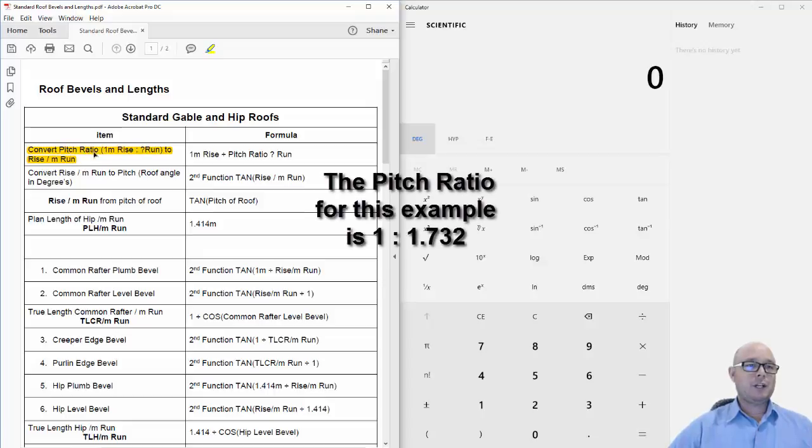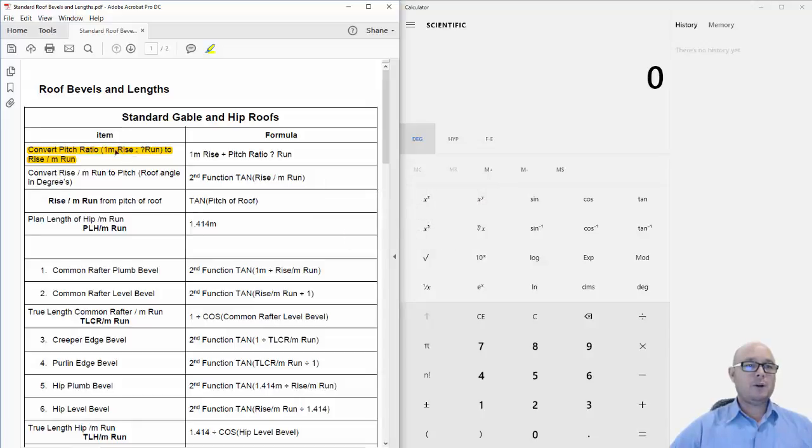I'll go ahead now and start with the first item that I need to calculate, and that is converting pitch ratio to rise per meter run. The pitch ratio for this roof is 1 to 1.732. So that is 1 meter rise to 1.732 meters of run, and I need to convert that. So it is 1 meter rise divided by the pitch ratio. It's simply following the formula: 1 divided by the pitch ratio itself, which is 1.732.